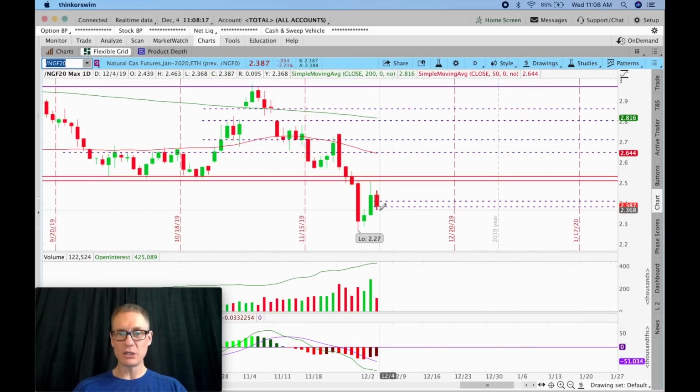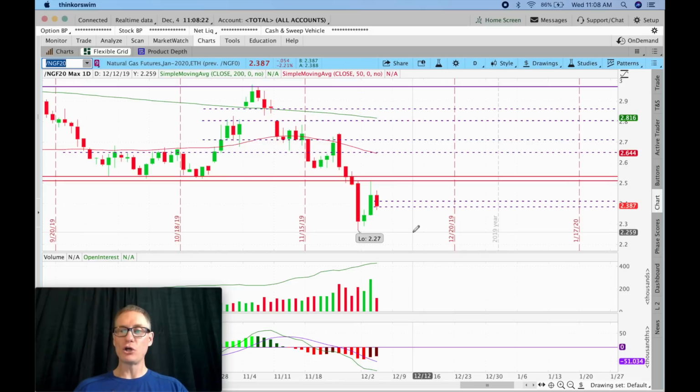The futures look like they've bottomed and they're having a little bit of buying pressure pushing it back up. Currently trading at 2.387, which is a lot better than 2.27 like we had down here. So we will definitely take that. That's about all the chart action we have for today.